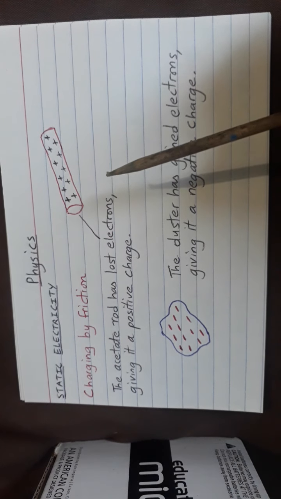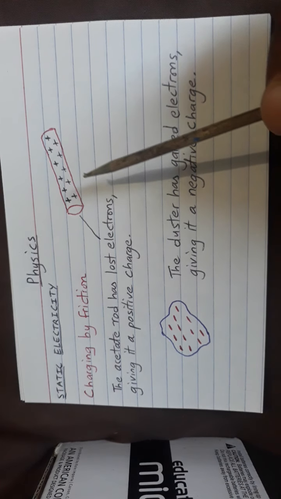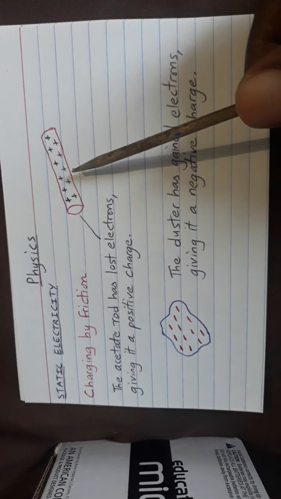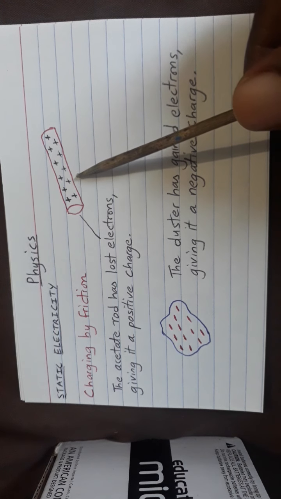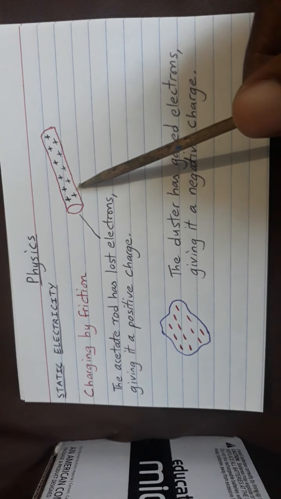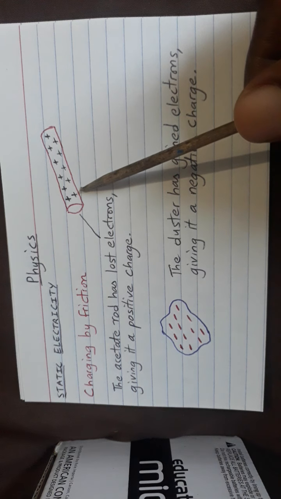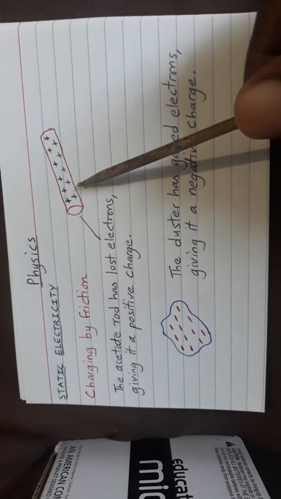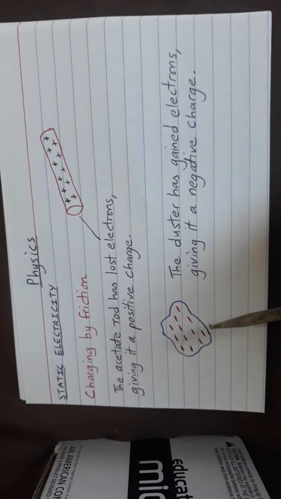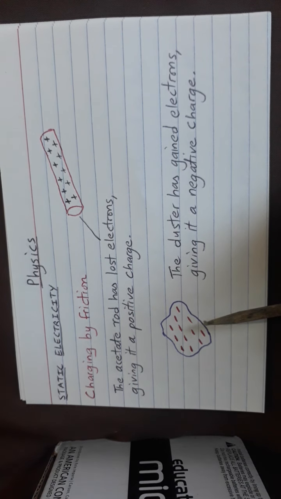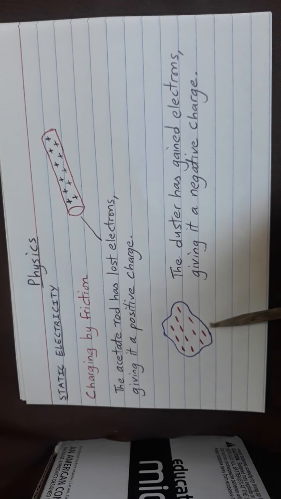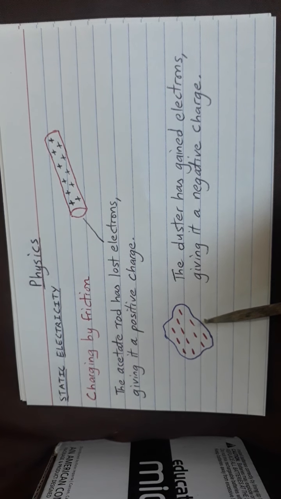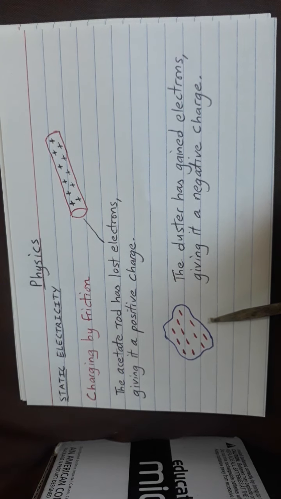So here we have the situation after rubbing. So the acetate rod had lost electrons and therefore it had become positively charged. So it now has an excess of positive charges, while the duster has become negatively charged because it now has an excess of negative charges.